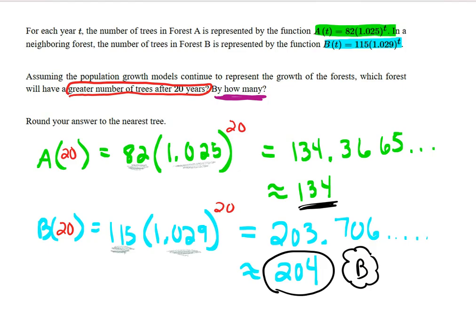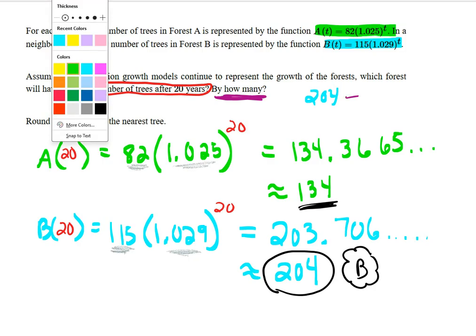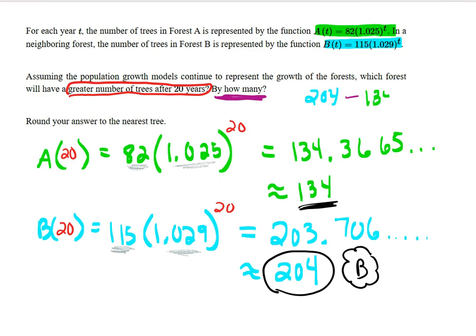And then to figure out by how many, I'm just going to take the 204 and subtract the 134 to see how many more trees it is. And I ended up with 70. Now, if you didn't round, like if you left the 134.36 blah, blah, blah number and the 203.706 blah, blah, blah number, and you subtracted those and rounded it, you would actually get 69.